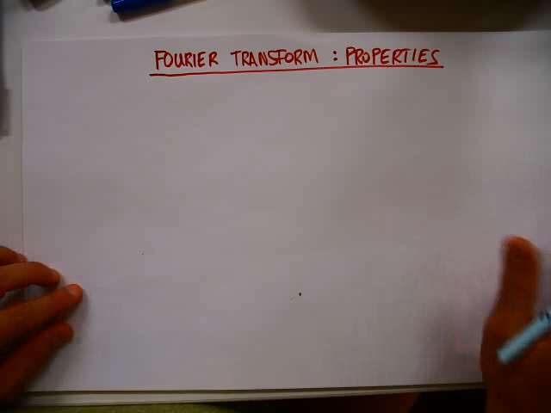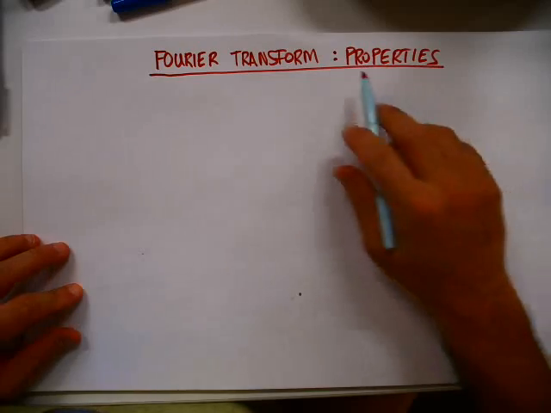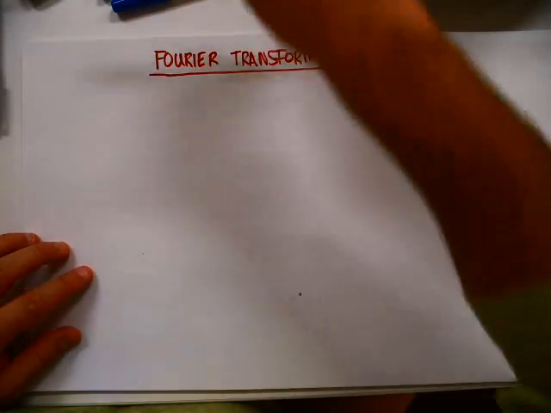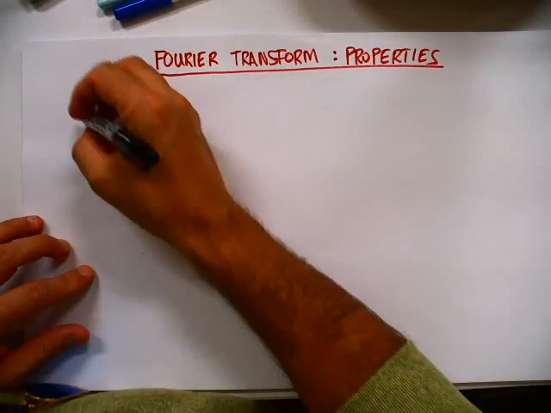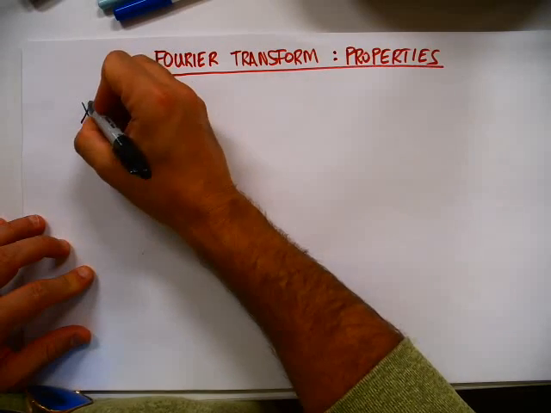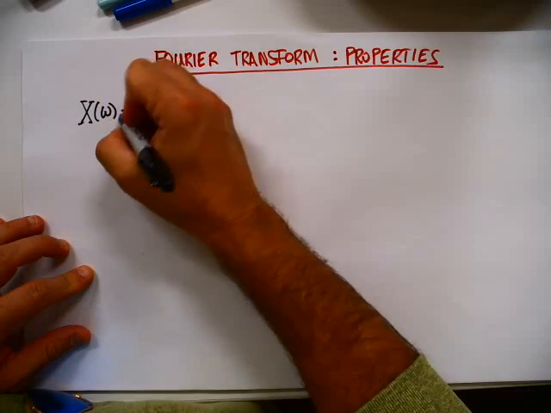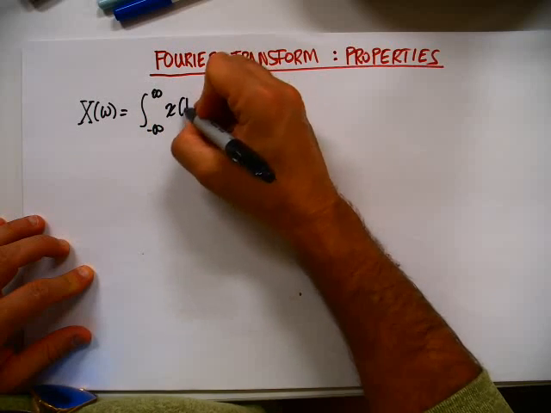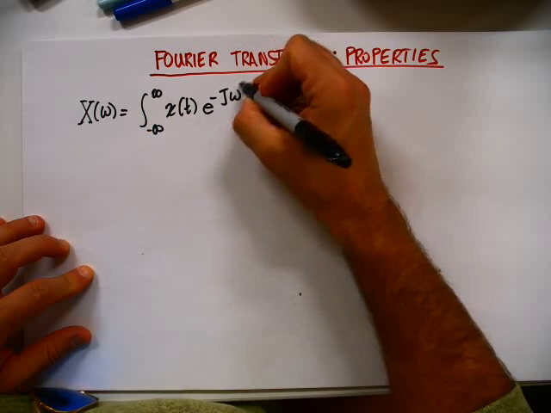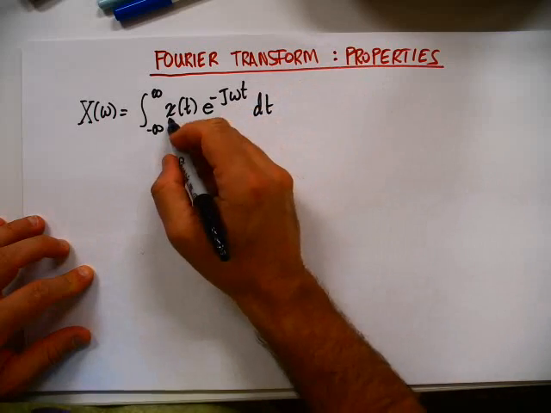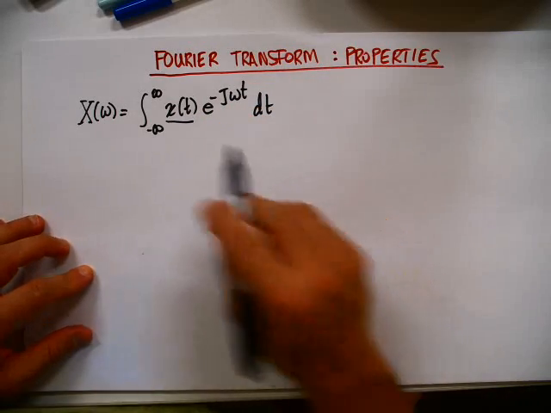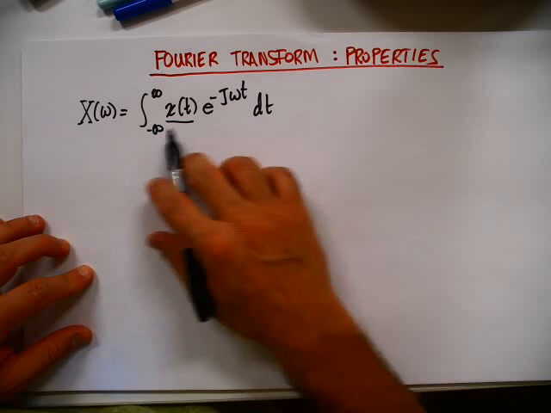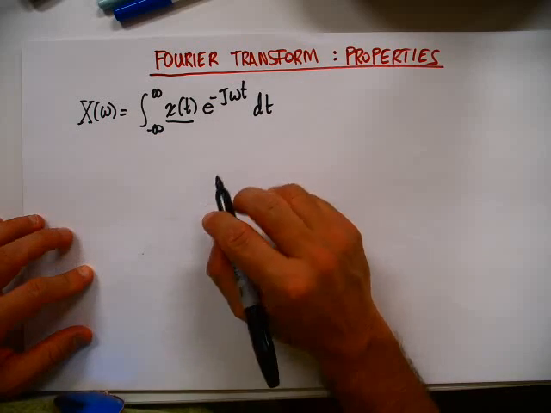Okay, today we will go over the properties of the Fourier transform. So let me remind you the definition of the Fourier transform. Given a signal x of t, the Fourier transform of x is defined through this Fourier integral.